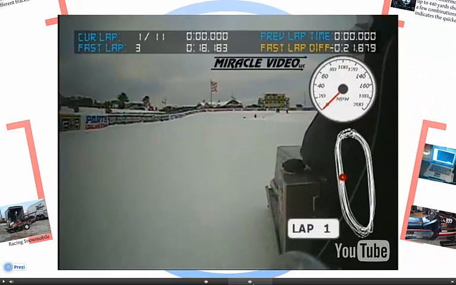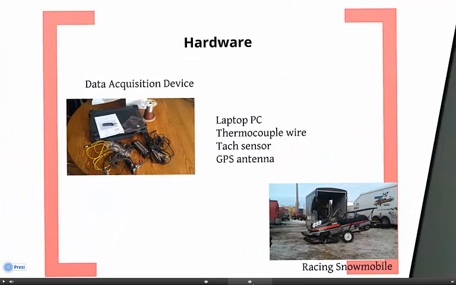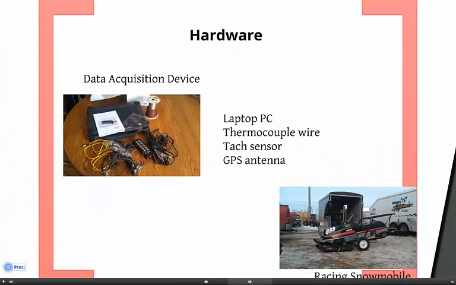Please remember that hardware. The data acquisition system is a powerful recording device. It is capable of measuring and recording data such as engine speed, temperature, acceleration, and GPS data, all at the same time. We will discuss the importance of this information later in the presentation.